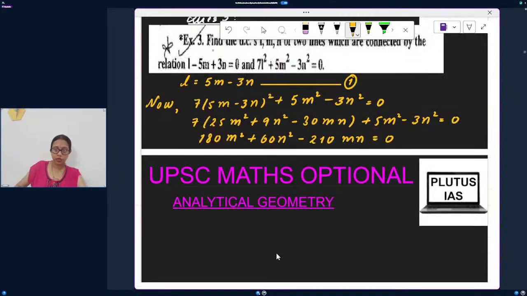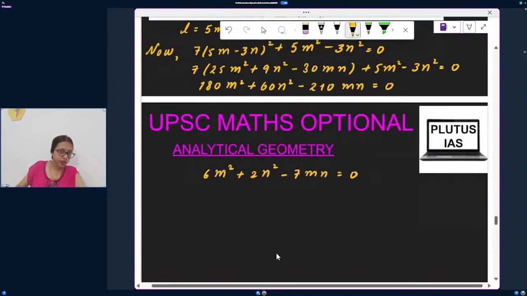First of all, take common. I can take 60 common? No, 60 will not be taken common from here. So at least 30 I can take common. So 6m square plus 2n square minus 7mn. Now this equation you can consider as a quadratic equation in m or a quadratic equation in n, whatever you want. If I consider it as a quadratic equation in m, how will it look?